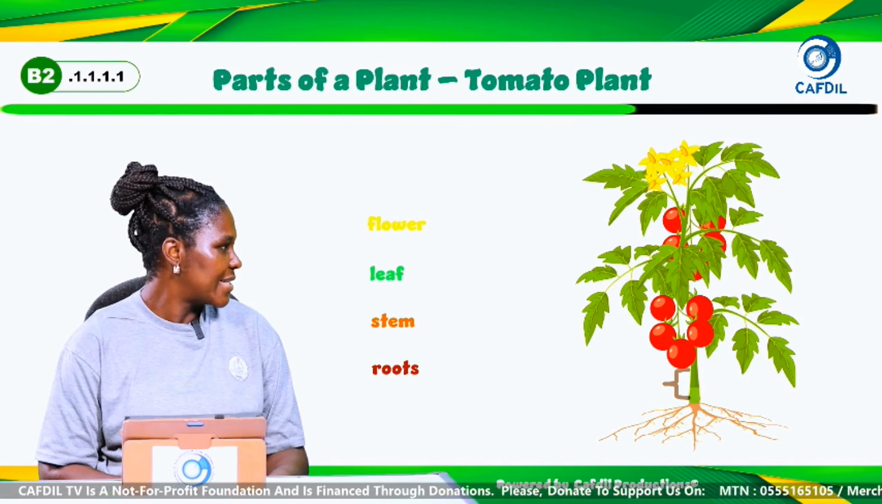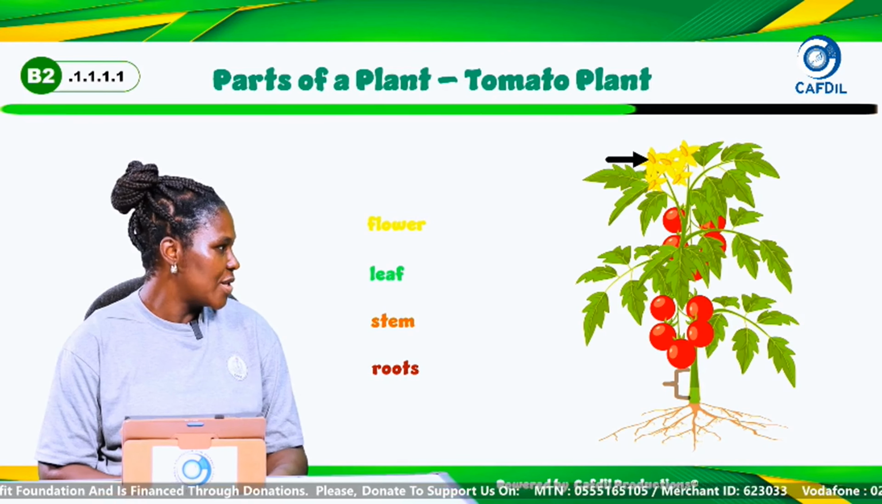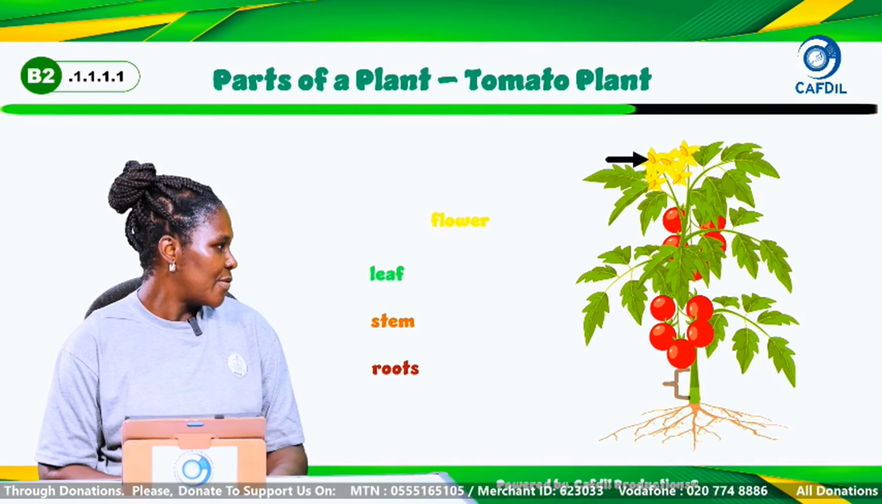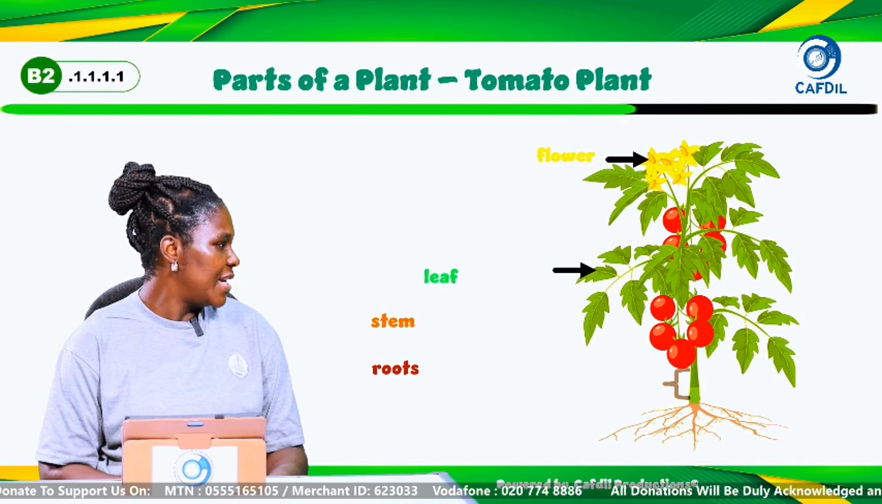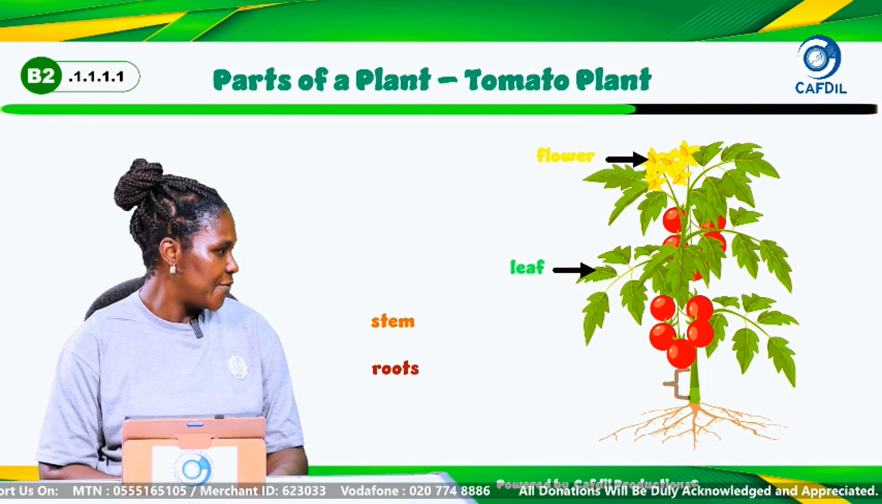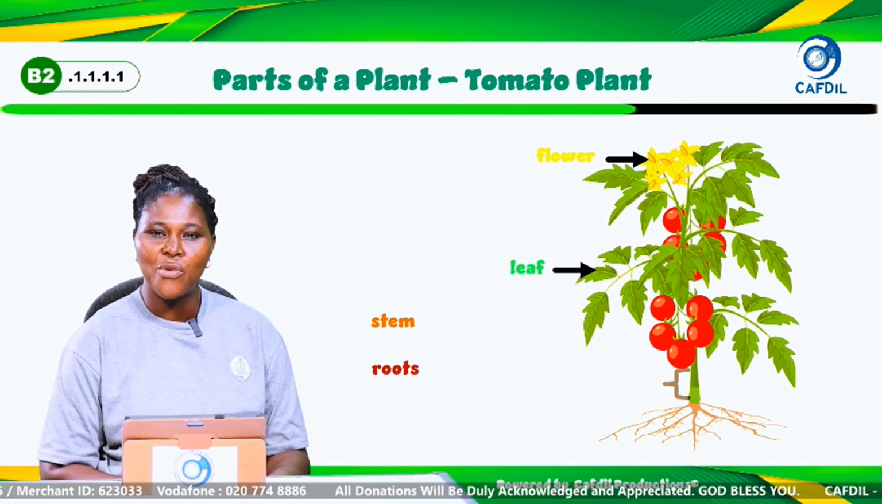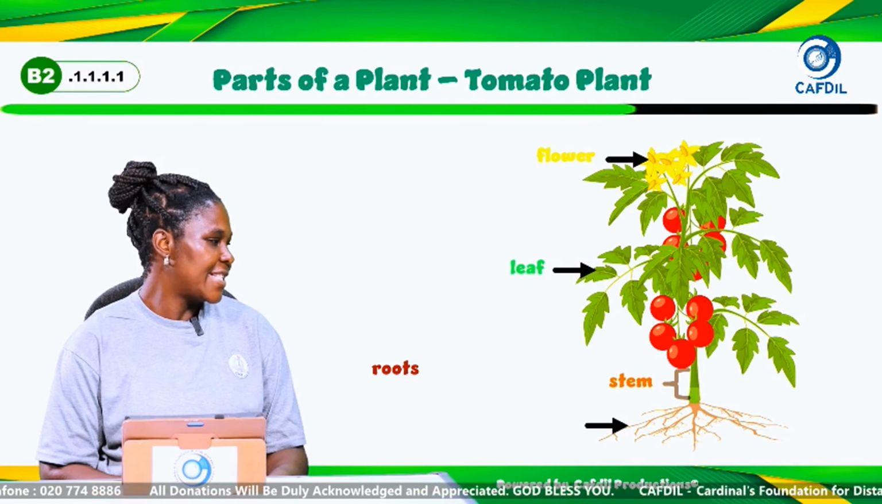Another plant, this is tomato plants. So let's look at the parts of the tomato plants. We have the flower, we have the leaves or the leaf. This one is one, so leaf. When there are many, we say leaves. And then the stem.